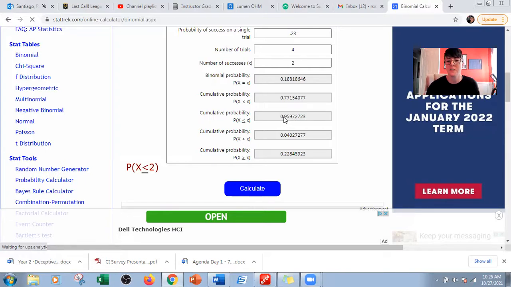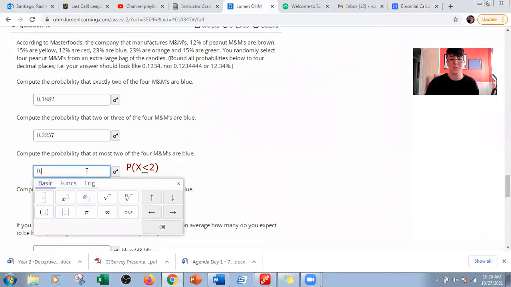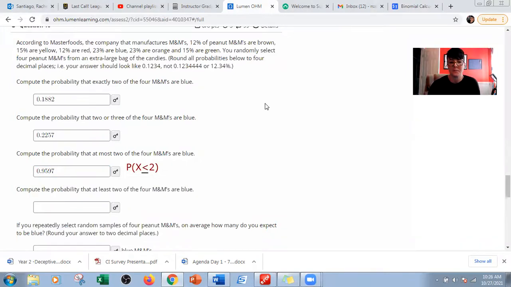So if we look at this value, this probability, we have 0.9597, just 4 places, 0.9597. And that's what we want to write here, 0.9597. All right.